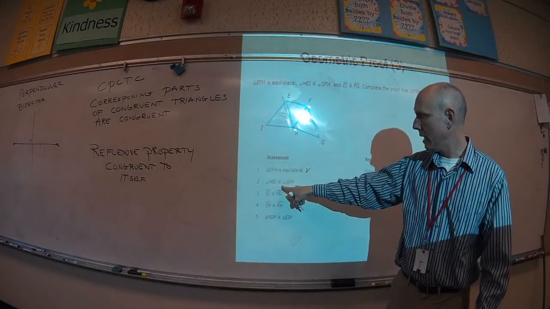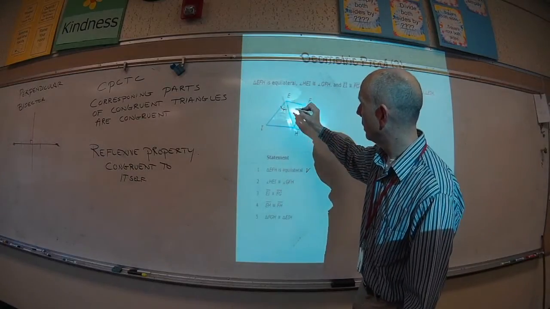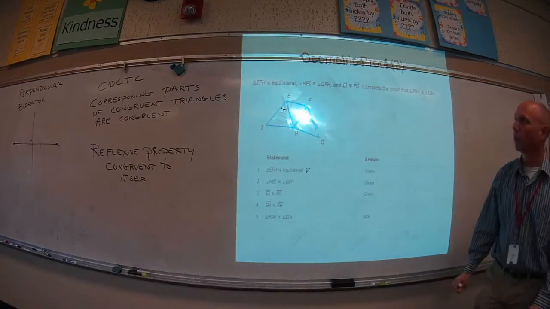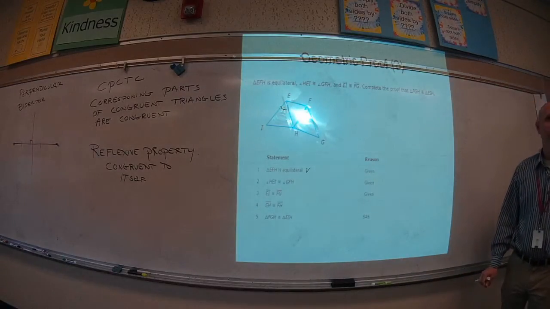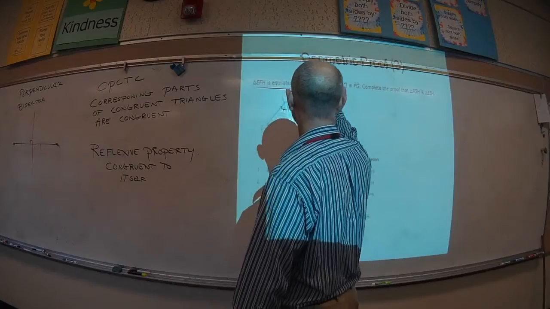Angle HEI, this angle and that angle are congruent. How do you know they're congruent? Because it's given to us. It was given to us where? Up at the very top. Equilateral was given. That's given.